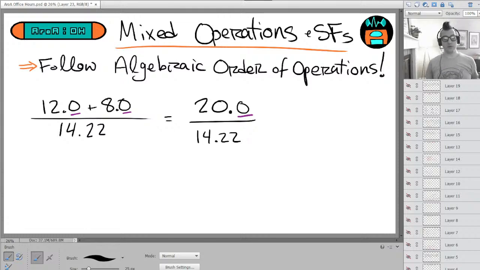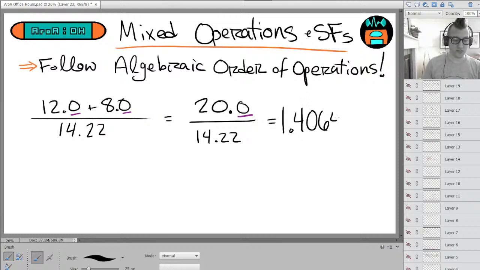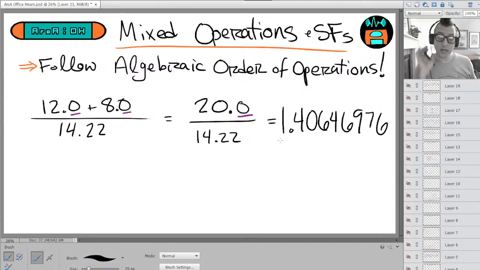All right, now the next part I'm not going to do in my head because I don't know how many times 14.22 goes into 20. So this turns out to be, the calculator's telling me 1.40646976, and the number keeps going. The number keeps going, but frankly, we don't have to because we just did division.